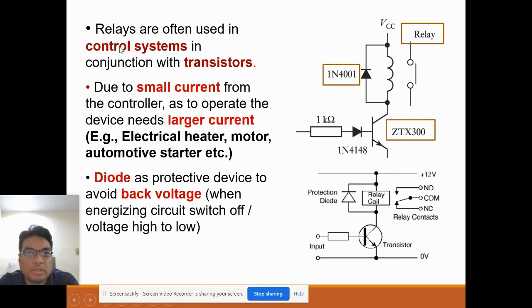Relays are often used in control systems in conjunction with a transistor. So basically we need a transistor here, for example the ZTX300. We need this due to the small current from the controller. When you use any controller, it cannot generate a very high voltage or current due to some limitations, so we need an amplifier or a transistor to amplify the current to a certain level so that it can move the system, such as the electrical heater, motor, automotive starter, and so on.